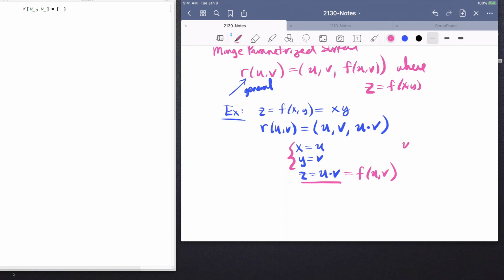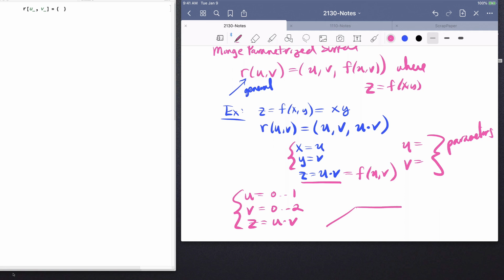Okay, and then u and v, which are called your parameters, there are two parameters in this case, you specify what they are. Let's say that you want u to go from 0 to 1 and v to go from 0 to 2, then you would have z equal to u times v, where u goes from 0 to 1, v goes from 0 to 2, and z is given as a function of the different points in the uv plane, and u is equal to x in this case, and v is equal to y.